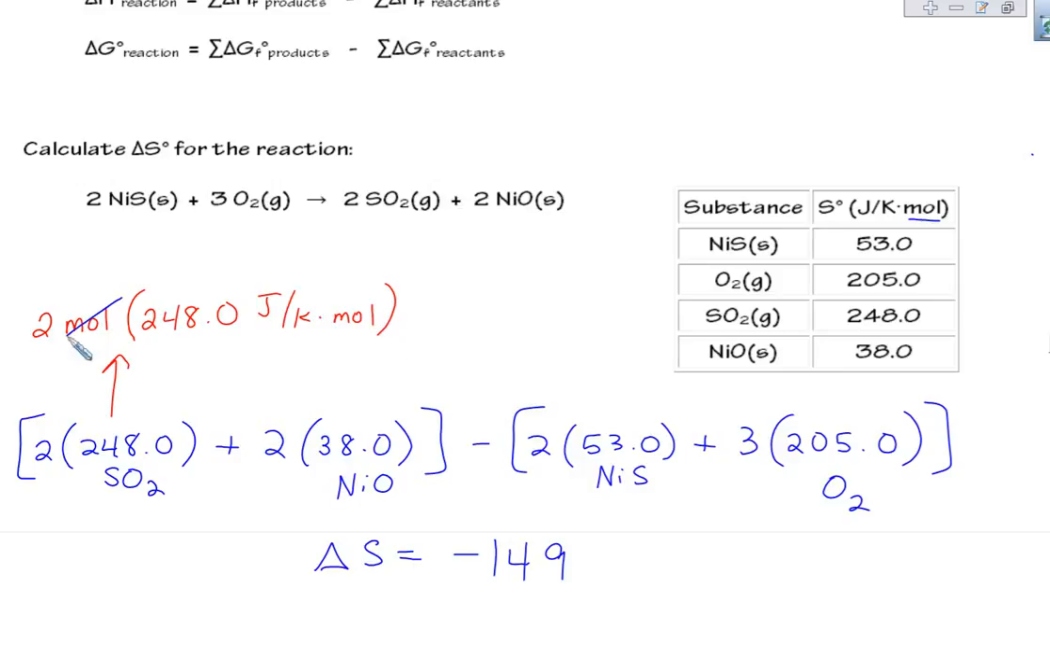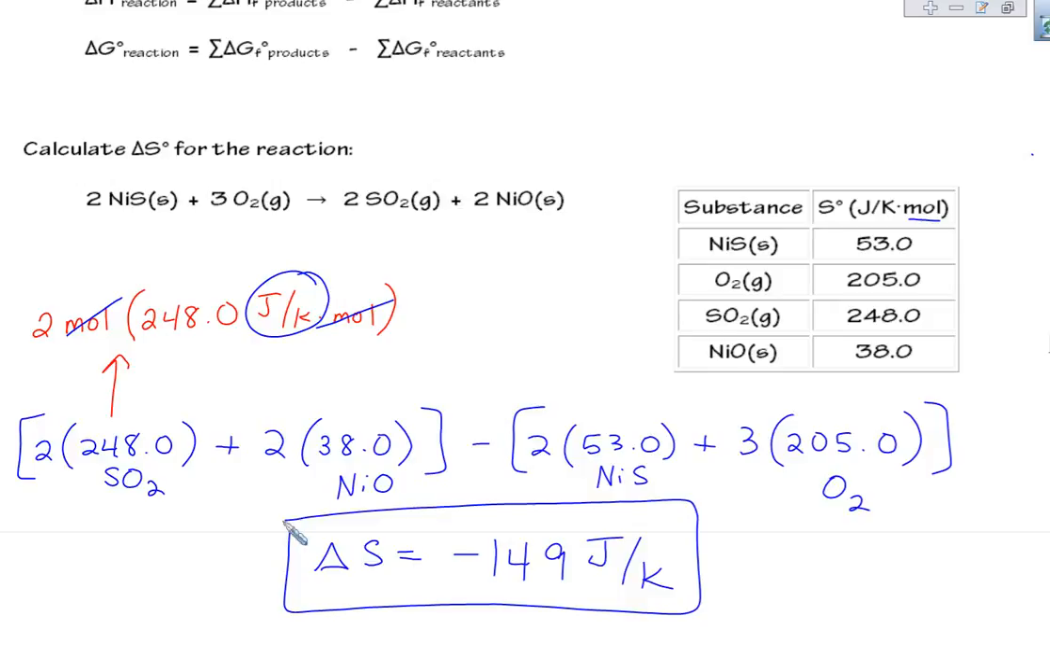Okay, so look what happens to the unit then. I've got moles times joules divided by Kelvin times mole. Moles and moles cancel. So here's your final unit. Oh, cute. Joules per Kelvin. And there she is, my delta S. So you have to be a little careful because they will ask for units. Technically, that mole is going to cancel because the coefficients in the balanced equation do represent moles.